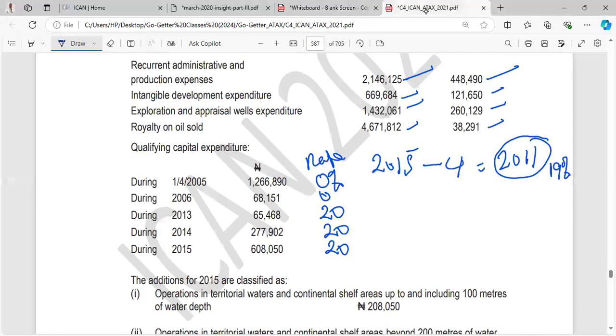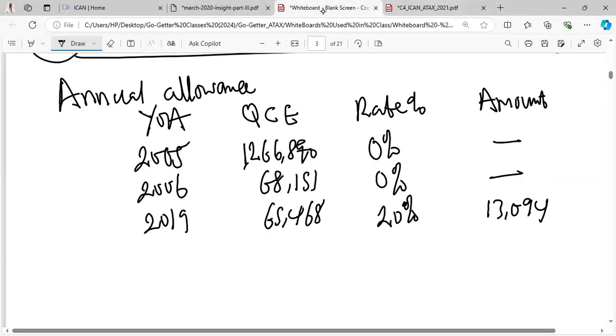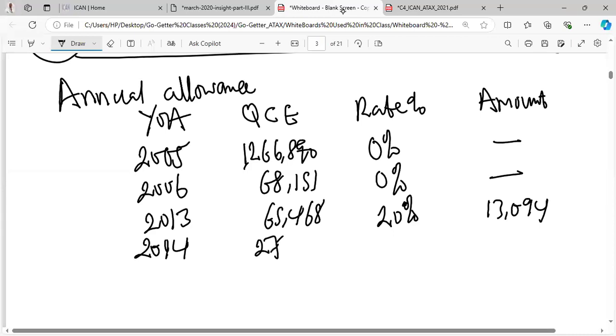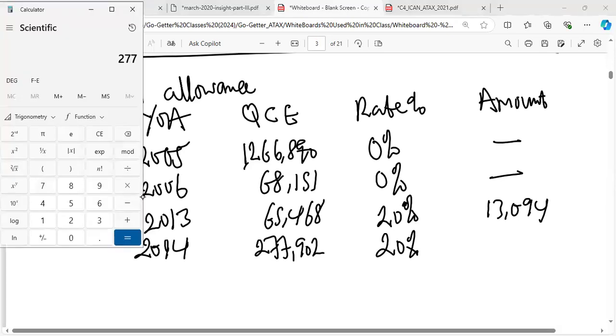Then the next one, 2014. Sorry, it's 2013. Then we have 2014. We have 277,902. Of course, it's 20%. 277,902 times 0.2 will give you 55,580.